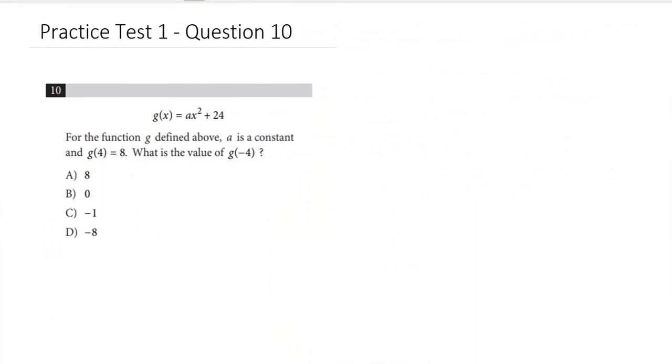Question 10. We've got a function g of x defined as ax squared plus 24. For the function g, a is a constant and g of 4 is 8. The question asks, what is the value of g of negative 4? So g of 4, you're substituting x with 4, so that will be a times 4 squared plus 24, which is 8. So 4 squared is 16, 16a plus 24 is 8.